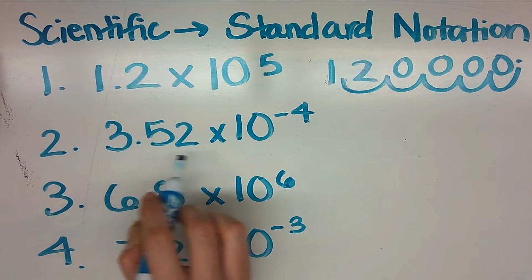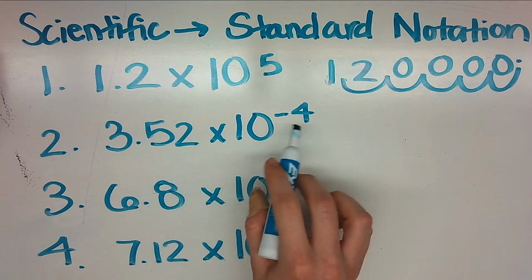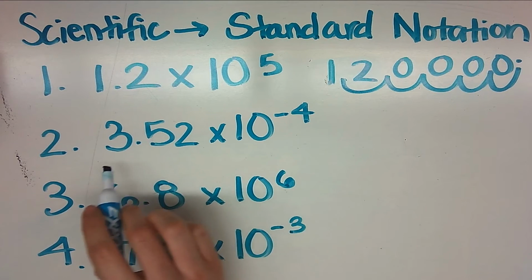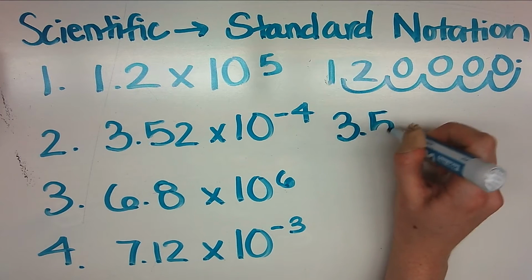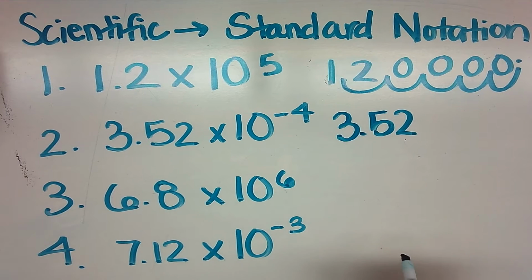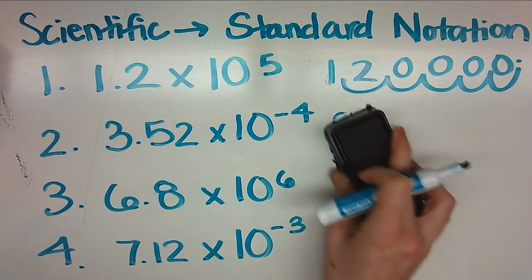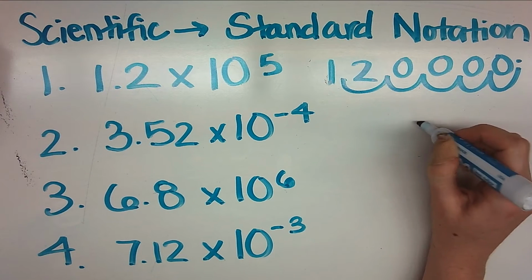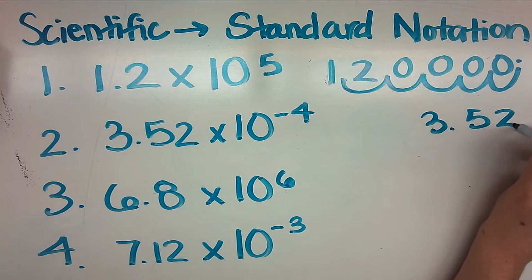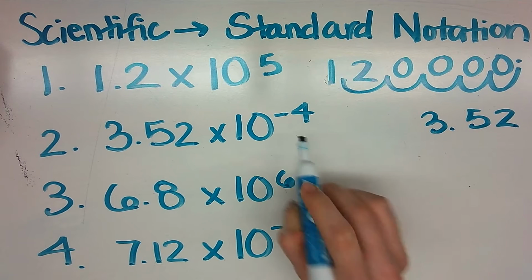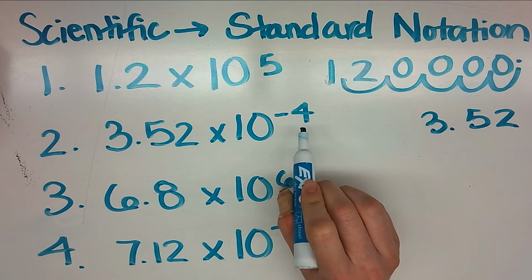My number is 3.52 times 10 to the negative 4th. So first step, write out your number. 3.52. I may need to give myself some space on this one. I'll write it here, 3.52.